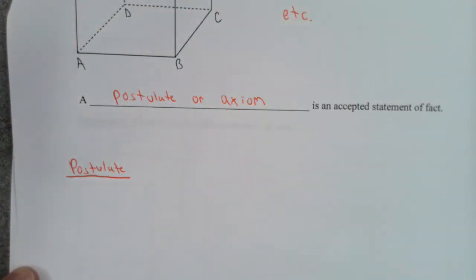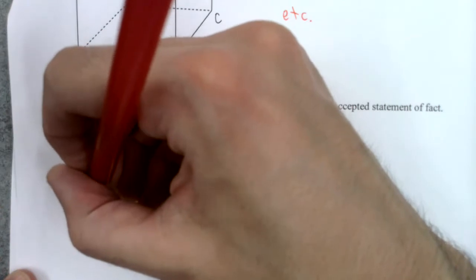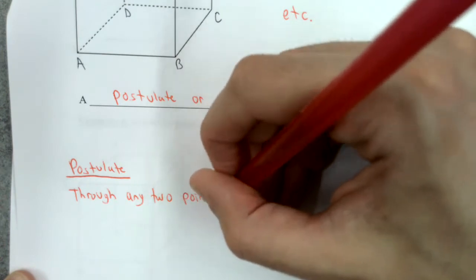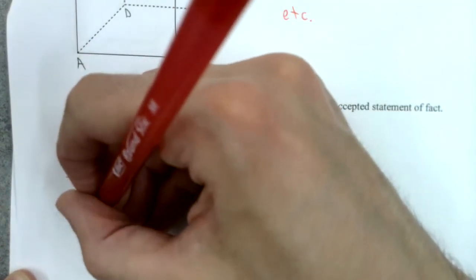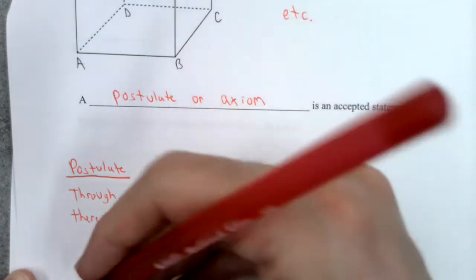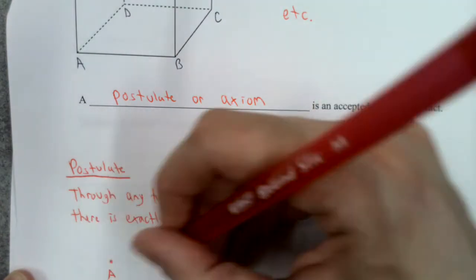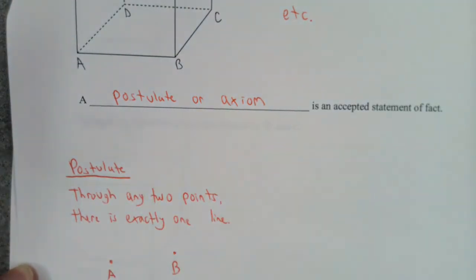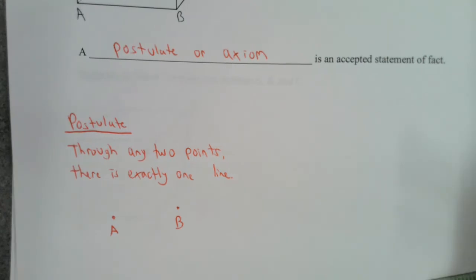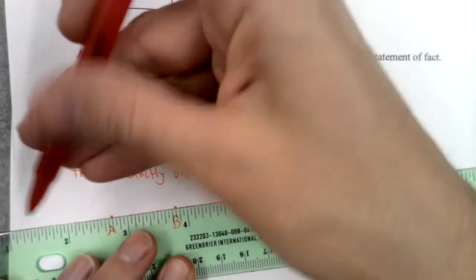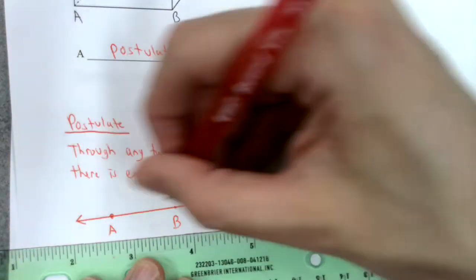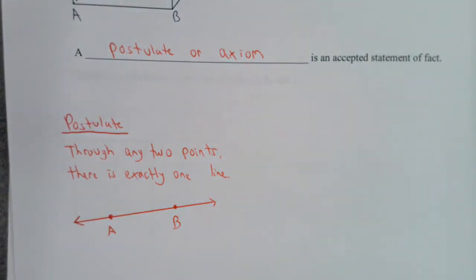Through any 2 points, there is exactly 1 line. So I'm going to draw 2 points. I'll use A and B. Those are my 2 points. Through any 2 points, there is exactly 1 line. So that means I can draw a line through those 2 points. Only 1 line. That's the only possible line I could draw that would go through those 2 points.